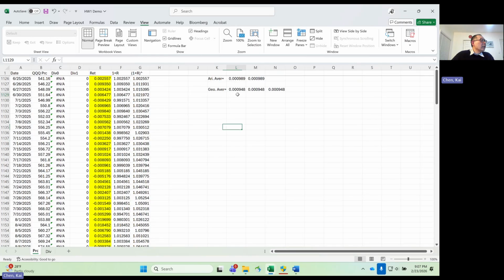So calculate the cumulative return. That should be G1277 minus 1. So that is the cumulative return. Okay, some students calculate the cumulative return in this way.